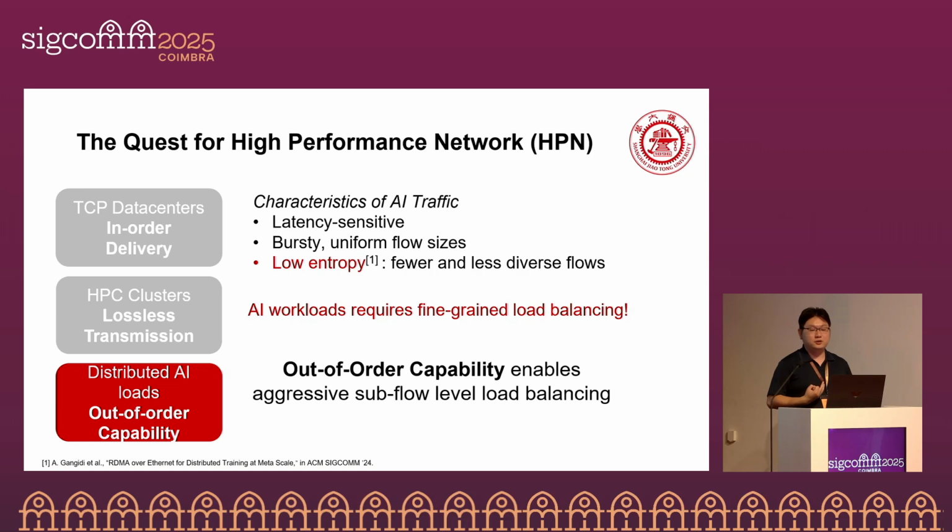The third feature is driven by distributed AI workloads. AI traffic is latency sensitive, bursty, and has low entropy. The number and the diversity of flows for AI workloads are much smaller, and traditional flow-based load balancing is less effective. To handle this, we need fine-grained, aggressive, sub-flow level load balancing, which requires an out-of-order capability.